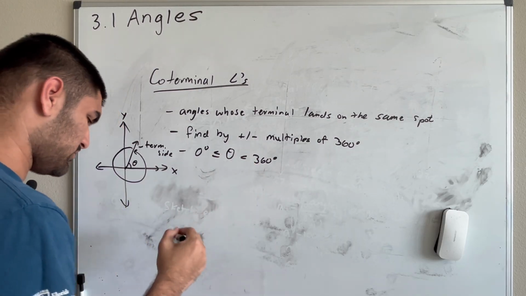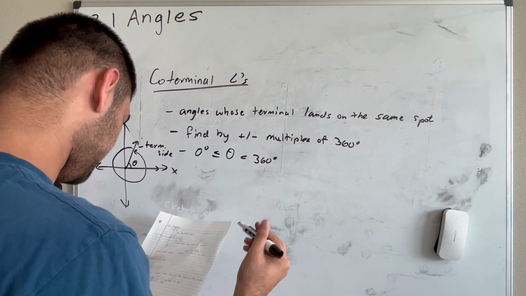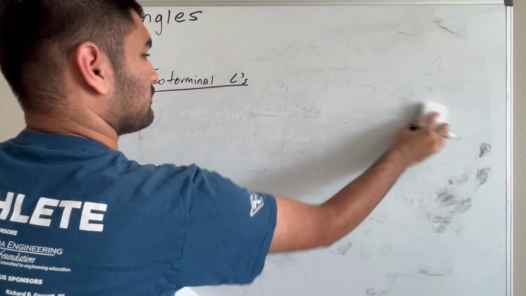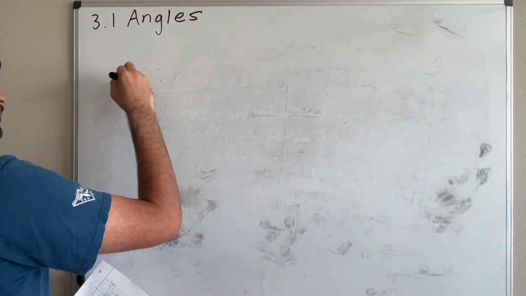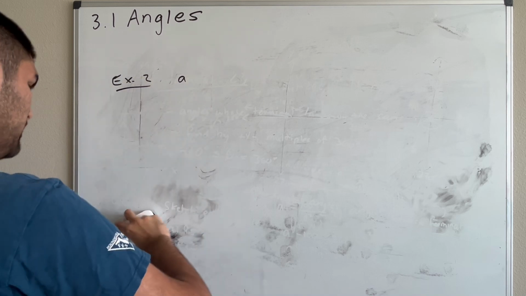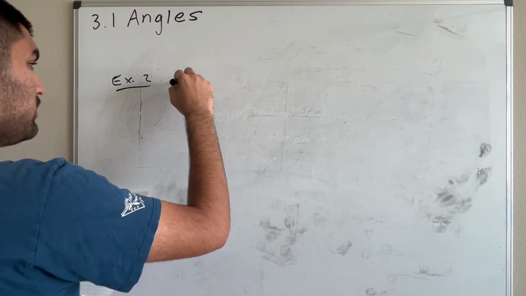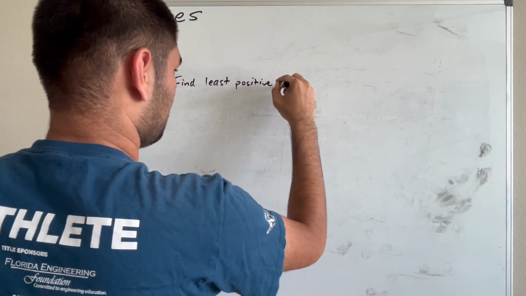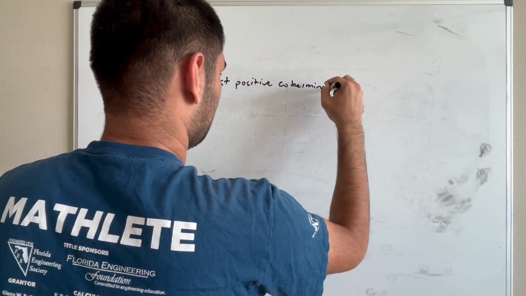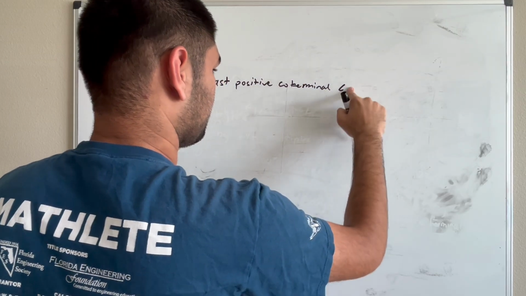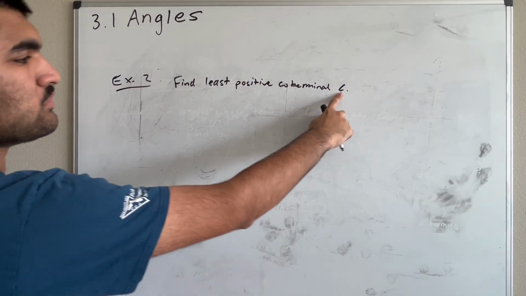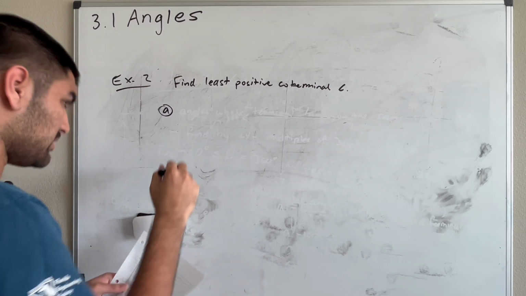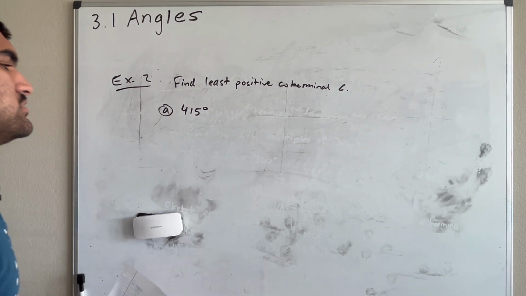All right, nice. So let's do some examples. You want to find the least positive coterminal angle. That's just the angle symbol, it just means angle. But anyway, let's say you want to find the coterminal angle for 415 degrees.